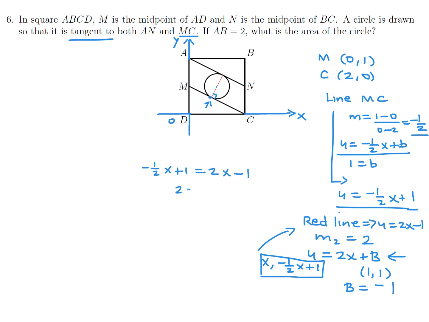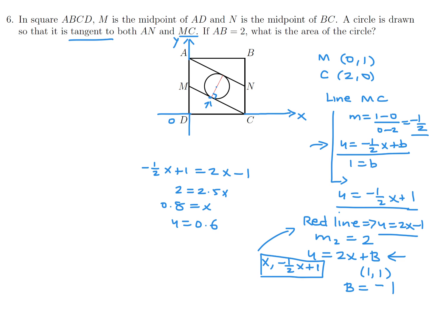So that means 2 = 2.5x, and then x would therefore be equal to 0.8. And we sub it back into the equation, either one actually, that one or this one, you would get y = 0.6. Okay, so that is the coordinate of that point that I have an arrow on.